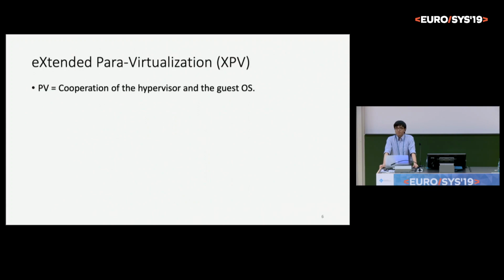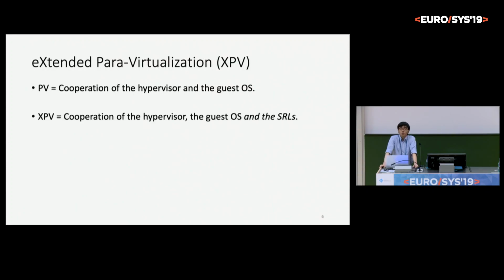We try to solve this problem by extending the Para-Virtualization principle. Para-Virtualization is an approach for implementing virtualization where we need to modify the guest OS to cooperate with the hypervisor to do the virtualization job. We extended this principle, so now it's a cooperation of the hypervisor, the guest OS, and the SIL. We call it XPV.